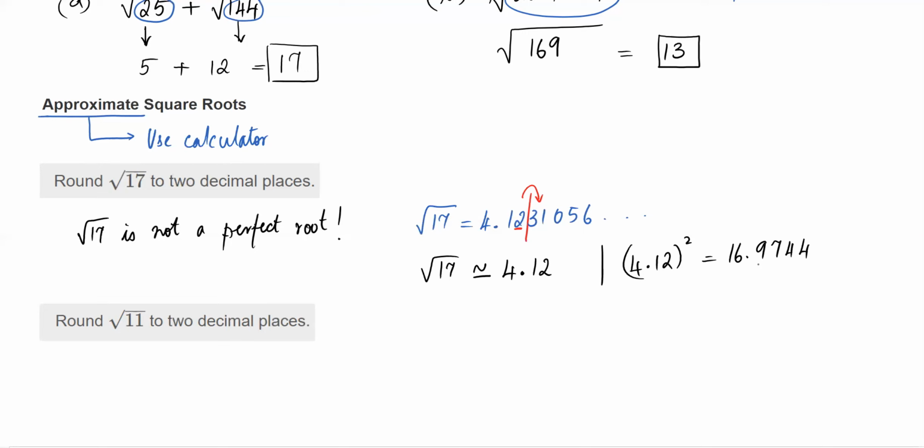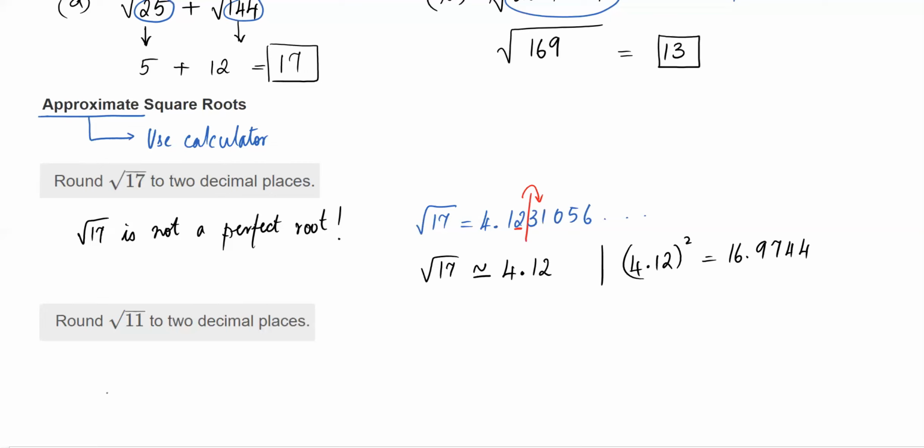It's close to 17. And because we rounded to 2 decimal places, it doesn't give you a closer approximation. If you were rounding it to 7 or 8 decimal places, perhaps it will bring it a little closer to 17. But again, we're trying to follow the instruction in the question, which says how to round it. Let's also try this for square root of 11.